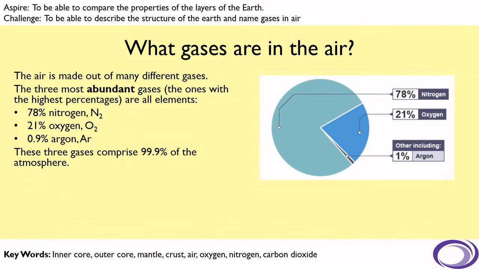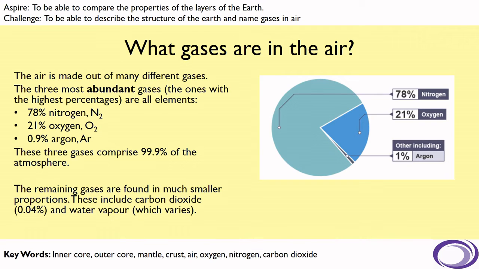Now, those three gases comprise 99.9% of the atmosphere, and the remaining 0.01% of the atmosphere consists of gases such as carbon dioxide, which is around 0.04%, and water vapour, which can vary dependent on the humidity.